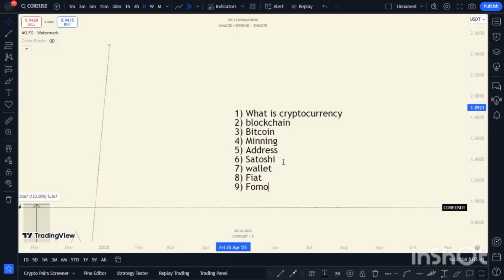Then FOMO is a very popular word, fear of missing out. It actually makes people lose a lot of money in the market. But you get to know more about this FOMO when we go into trading properly, that's technical analysis. All right, let me not take much time. Let me increase my speed. So let us also look at FUD.